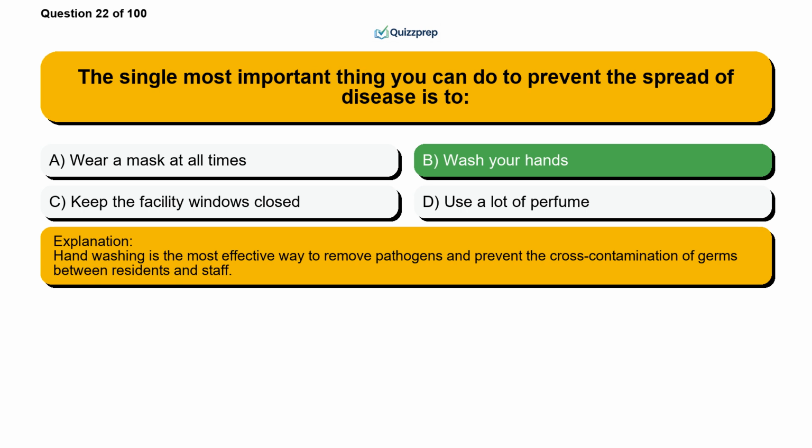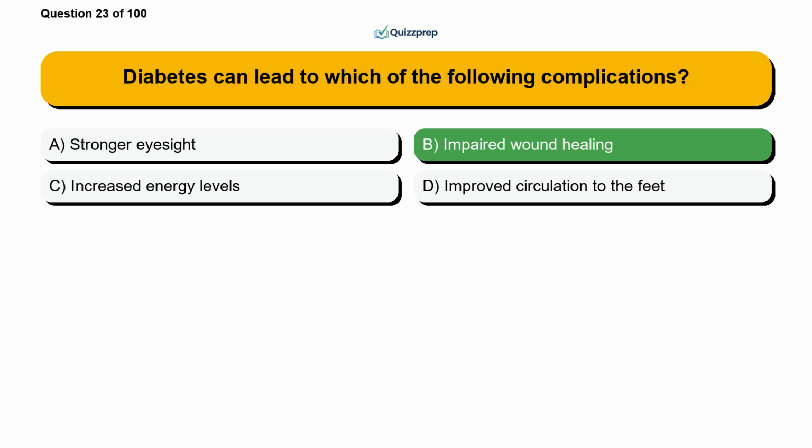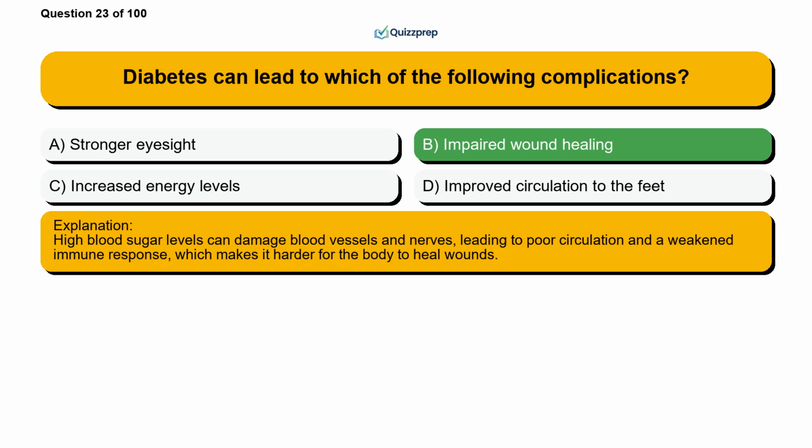Question 23. Diabetes can lead to which of the following complications? Option A, stronger eyesight. Option B, impaired wound healing. Option C, increased energy levels. Option D, improved circulation to the feet. The correct answer is option B, impaired wound healing. High blood sugar levels can damage blood vessels and nerves, leading to poor circulation and a weakened immune response, which makes it harder for the body to heal wounds.